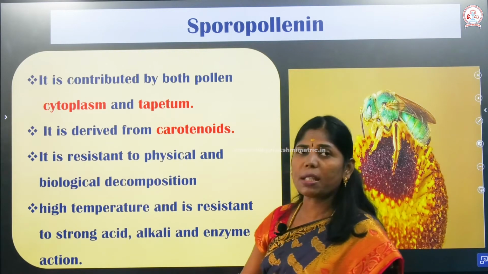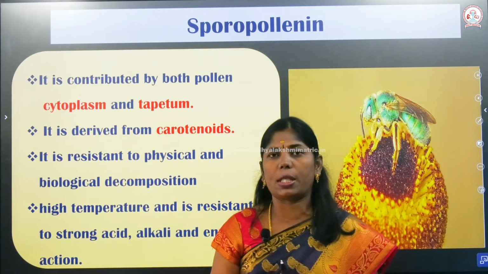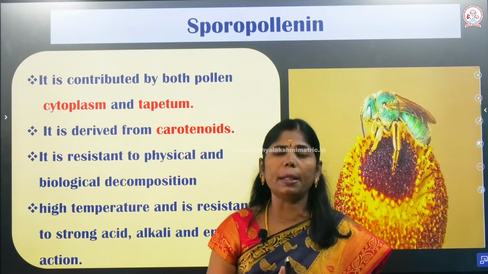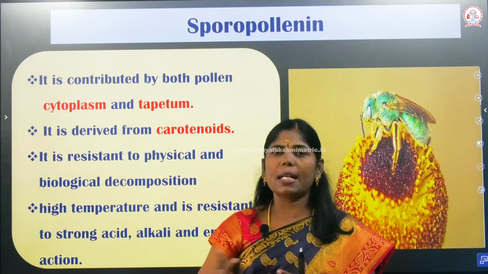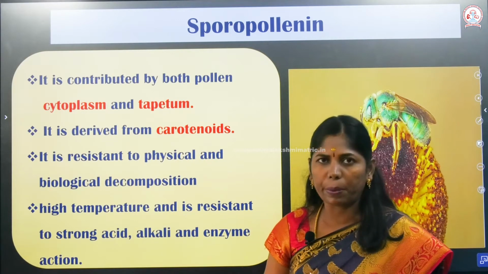So what are the functions of the pollen kit? It protects the pollen grains from UV radiation, ultraviolet radiation. It attracts the insects for pollination. So pollen kit and sporopollenin is a very important question.